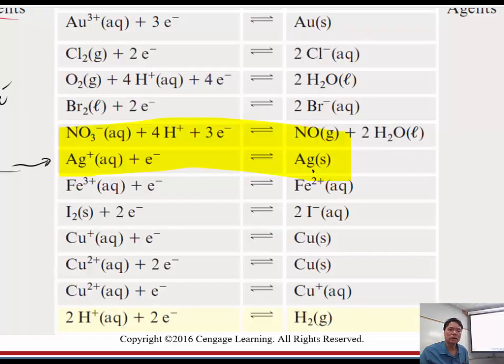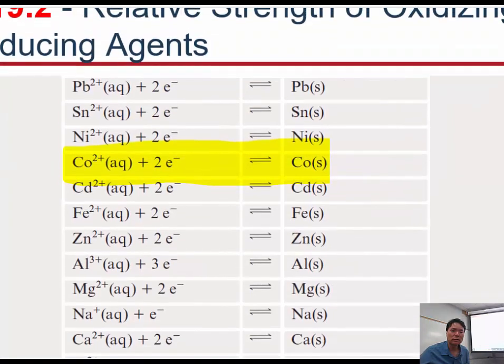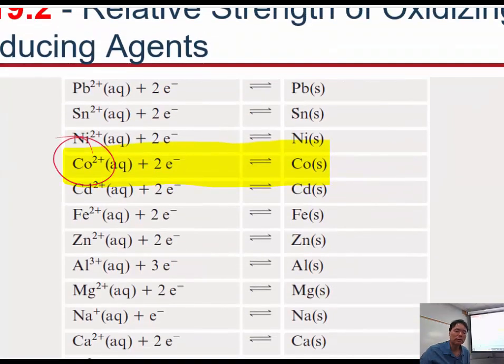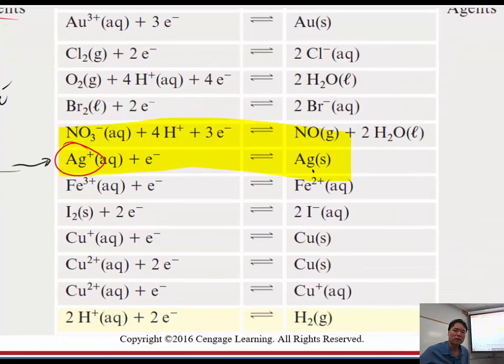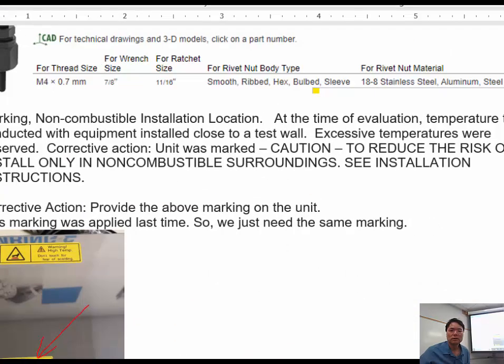And so we're comparing the strength of cobalt 2 versus silver ion. And so we go back to the chart here. Here's silver ion, and then cobalt 2 was way down here. And so silver ion is stronger than cobalt 2. We go back over here.